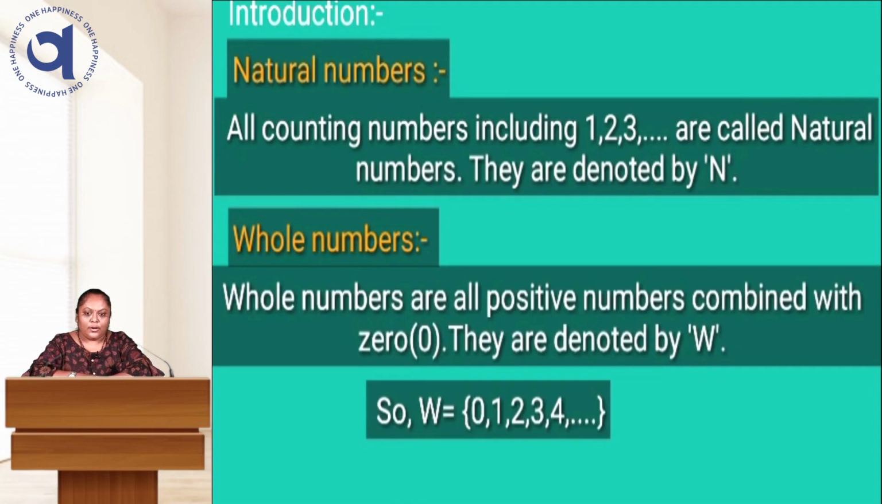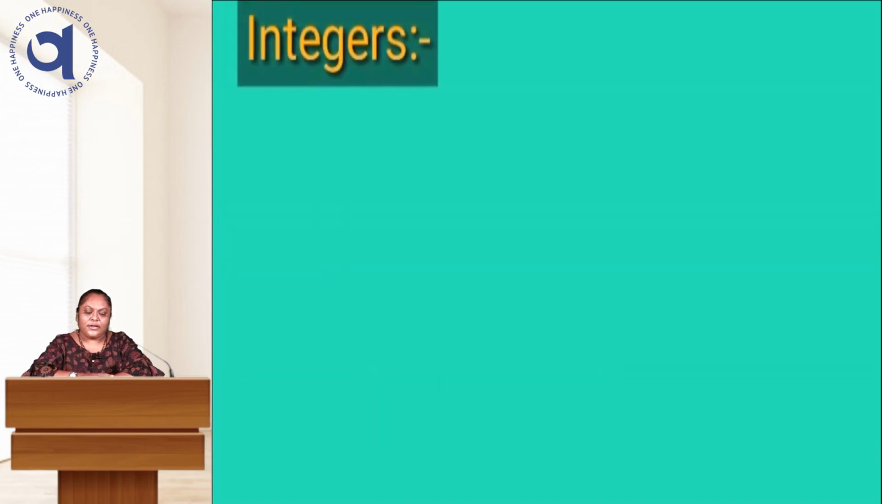Next is whole number. What is whole number? Whole numbers are all positive numbers combined with 0. When we add 0 with natural numbers, it makes whole numbers and they are denoted by capital W. So we can say that W is equal to 0, 1, 2, 3, 4 and so on.